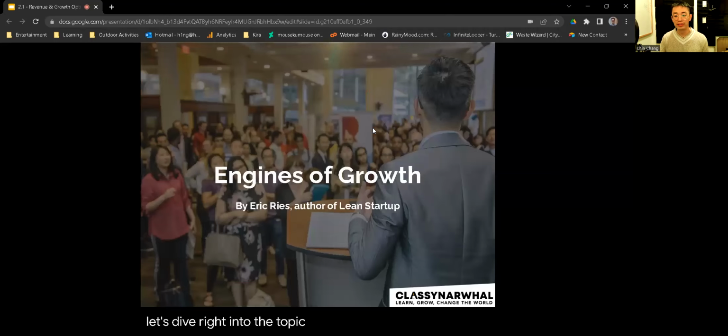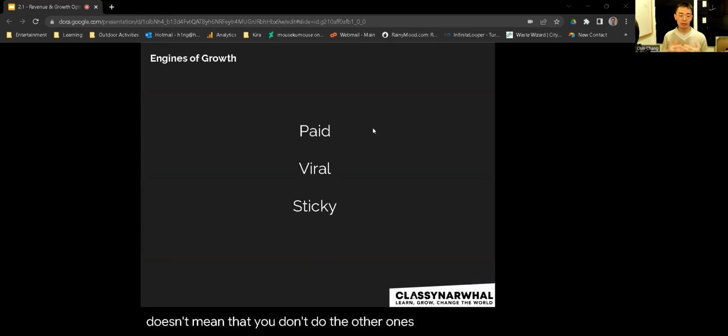First, I want to summarize some key lessons from the book, The Lean Startup, where Eric Ries talks a bit about the engines of growth. And it's important for us to pay attention to these because different businesses will rely more heavily on one or the other engine. And do know as well that they are not mutually exclusive. If you're focused on one or the other, it doesn't mean that you don't do the other ones. So the key engines of growth for any business, as outlined by Eric, are the paid, viral, and sticky.